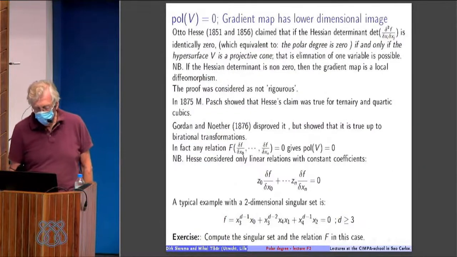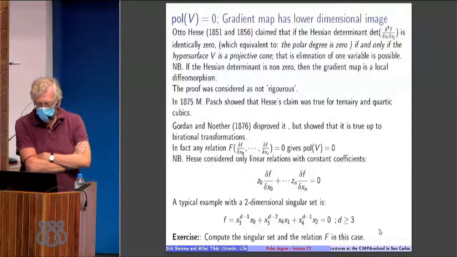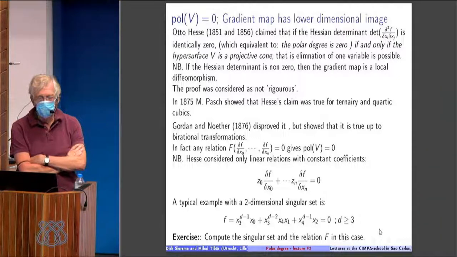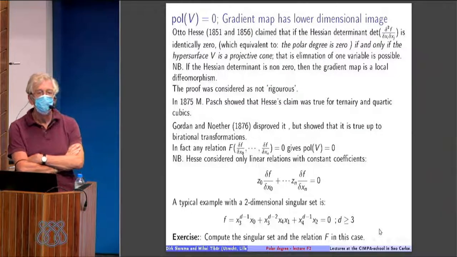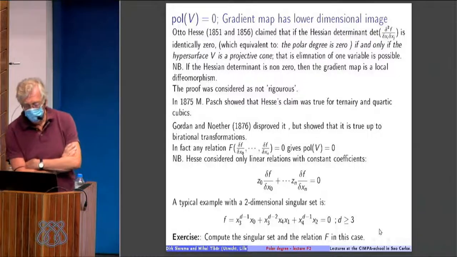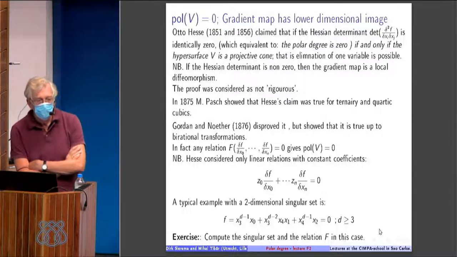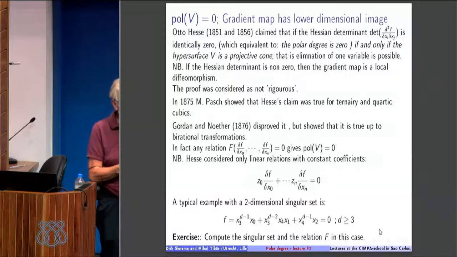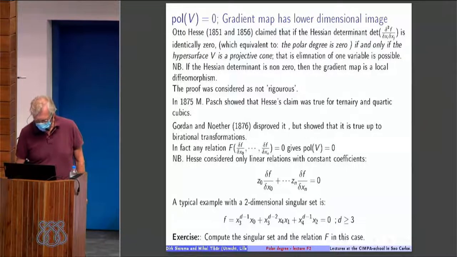Going back to this example, the two-dimensional singular set, the question came up in my mind: do there exist examples with a one-dimensional singular set? I could not find examples in the literature, and so the question is: do they exist? And I asked Simis, and he said, "Up to now, I know no example." So I can put this as an exercise. Give an example of polar degree zero with a one-dimensional singular set, or prove that they don't exist. I don't think it's easy. We tried and we were not successful.